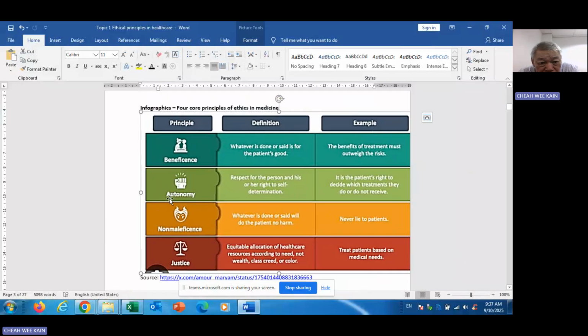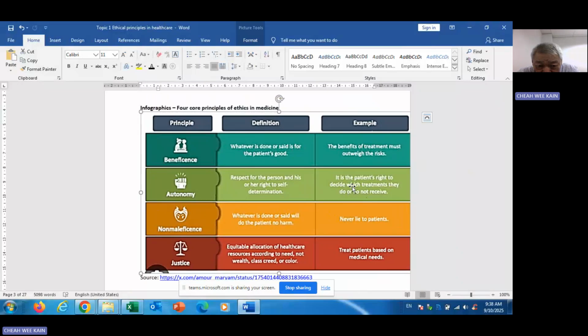Okay. Second one, autonomy: respect for the person and his or her right to self-determination. For example, it's a patient's right to decide which treatment they do or do not receive. There are many alternate types of medicine, not just Western medicine, for example. You may have traditional Chinese medicine, traditional Indian medicine, and so forth. We need to tell them.